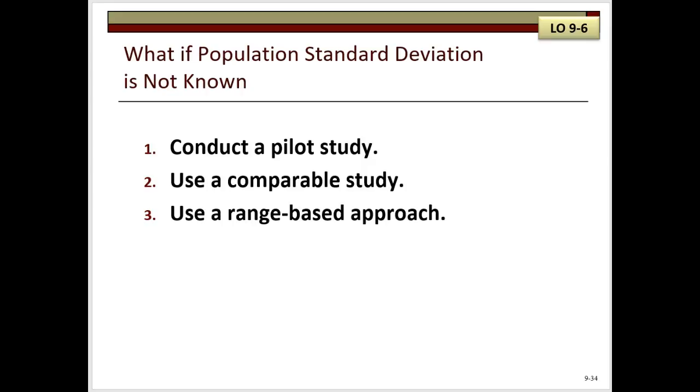Two, we use a comparable study. Use this approach when there is an estimate of the standard deviation from another study. And three, we can use a range-based approach. To use this approach, we need to know or have an estimate of the largest and smallest values in the population.